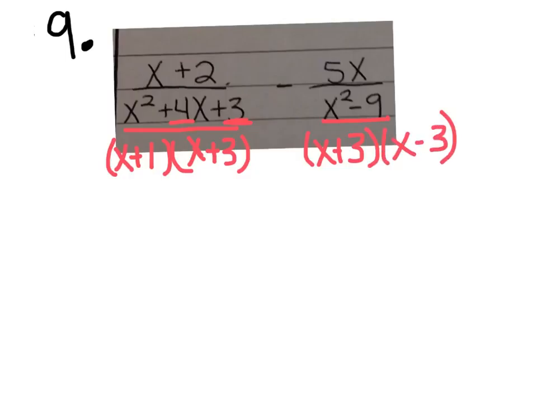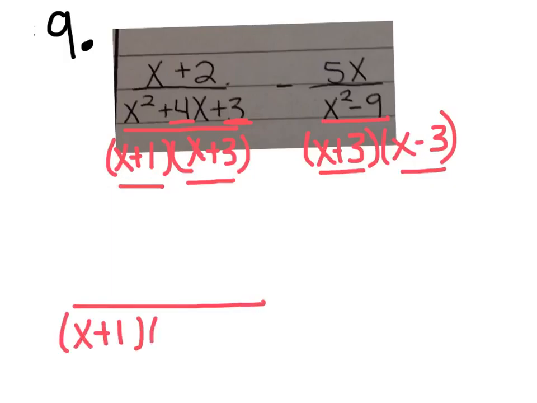Now with these two denominators, I see they both have an x plus 3 in common. So we definitely need one of those. We also have an x plus 1 and we have an x minus 3. So we need all three of those items to be our common denominator. So we're going to have x plus 1, x plus 3, and x minus 3. That is our common denominator.